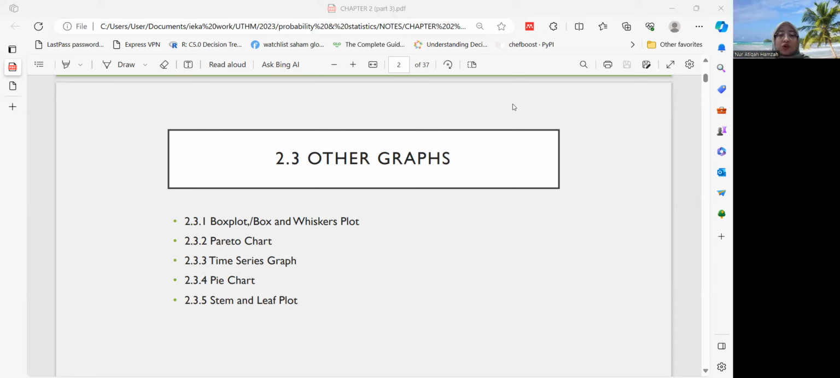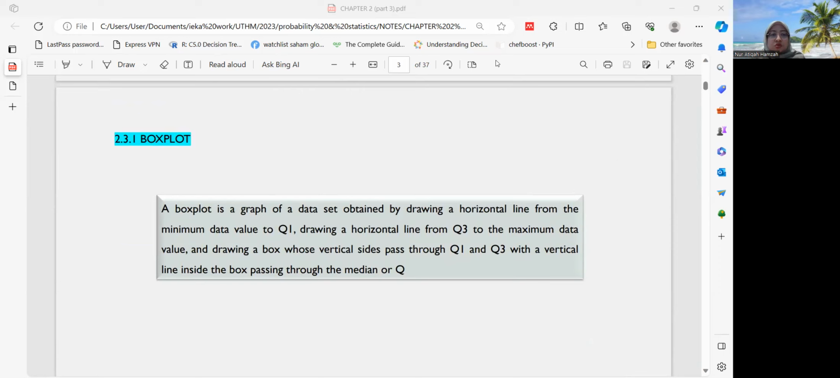We will see what steps you have to follow when you want to build these graphs based on your data. So the first one is the box plot. What is a box plot? A box plot is a graph of data obtained by drawing a horizontal line from the minimum data value to Q1, drawing a horizontal line from Q3 to the maximum data value, and drawing a box whose vertical sides pass through Q1 and Q3, with a vertical line inside the box passing through the median, or Q2.